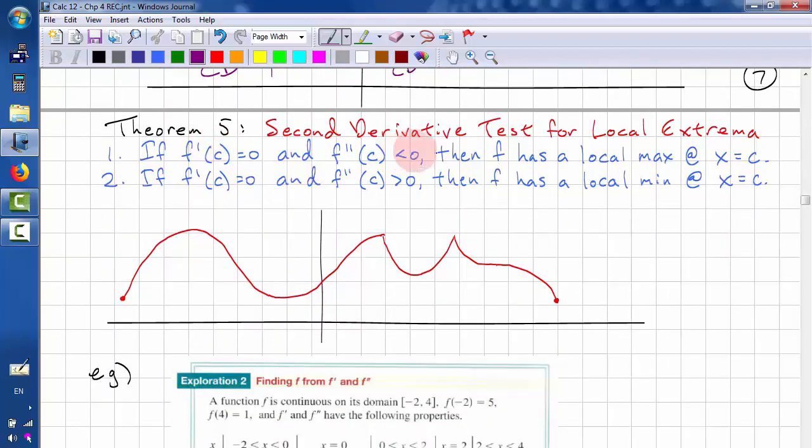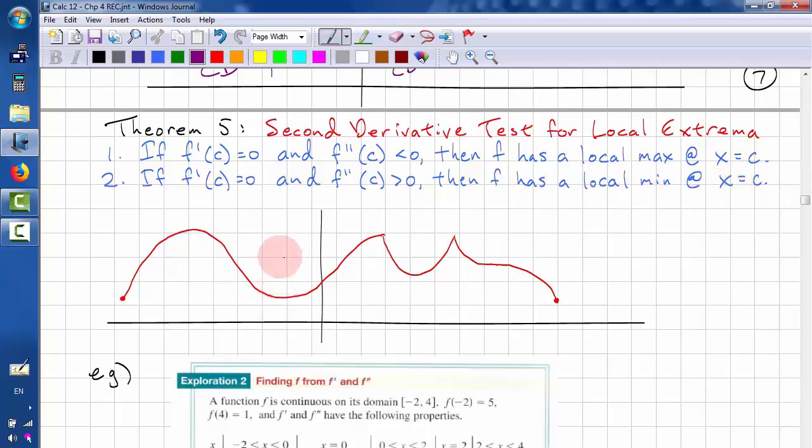Theorem 5, this is the second derivative test for local extrema. So if the first derivative equals 0 and the second derivative is negative, then f has a local max at x equals c. If the first derivative is 0 at c and the second derivative is positive at c, then it has a local min at x equals c.